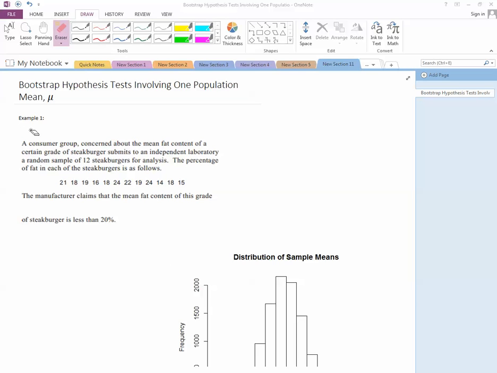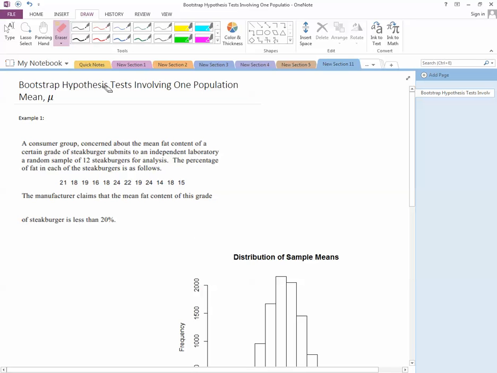In this video, I'd like to take a look at another bootstrap hypothesis test example involving one population mean, mu. In this case, we have a consumer group concerned about the mean fat content of a certain grade of steak burger. They submit to an independent laboratory a random sample of 12 steak burgers for analysis. The percentage of fat is recorded here, and the manufacturer claims that the mean fat content of this grade of steak burger is less than 20%.